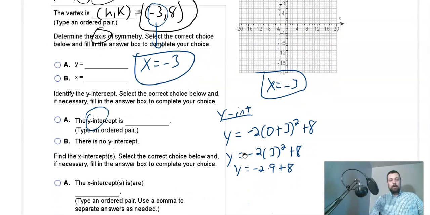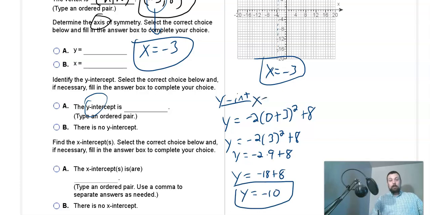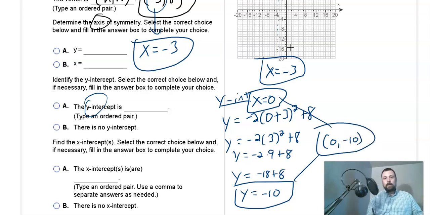I don't know how much more detail I want to put here. I guess I'll just continue to put all the detail. Negative 2 times 9 is negative 18. Negative 18 plus 8 is negative 10. Now we plugged in 0 for x. We got y equals negative 10. So that gives me the point 0 comma negative 10. And so I have another point.